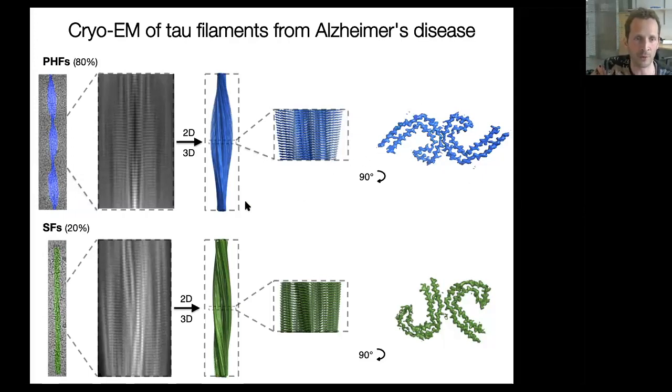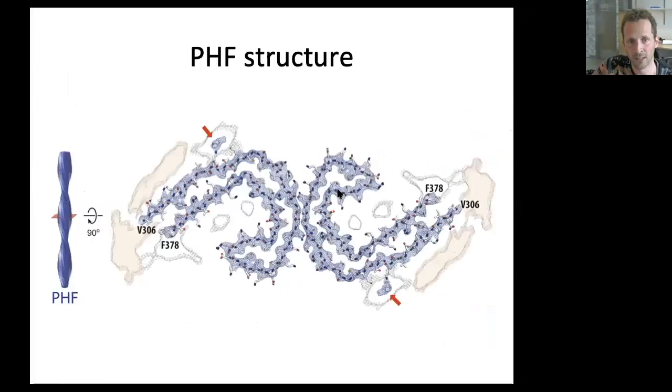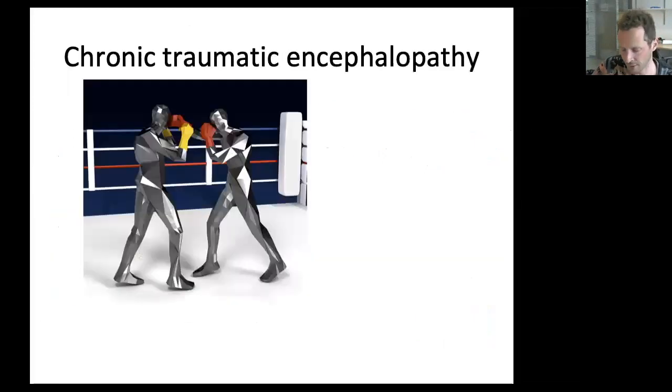And they form these very long helical structures where there are very long beta sheets along the helical axis, which is typical for amyloids. I will not go into the details of the structures, but another perhaps famous tauopathy is chronic traumatic encephalopathy.